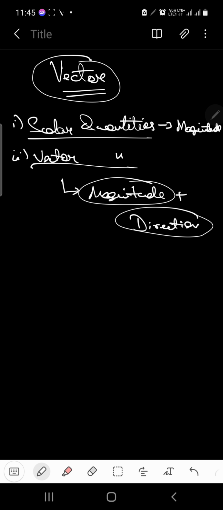Scalars are dependent only on magnitude plus unit. Unit is common to both, and vectors are dependent on magnitude as well as their direction. Without specifying direction, you cannot make sense out of a vector quantity. Got it?